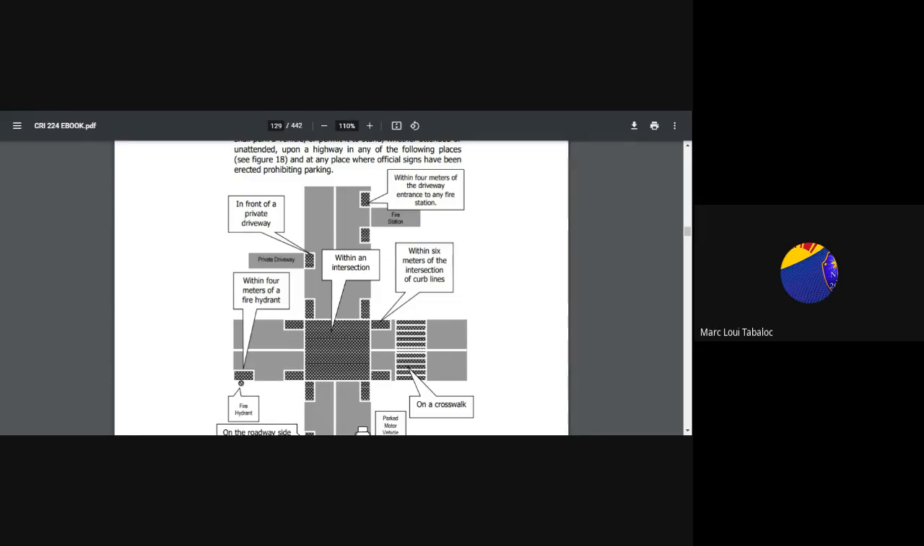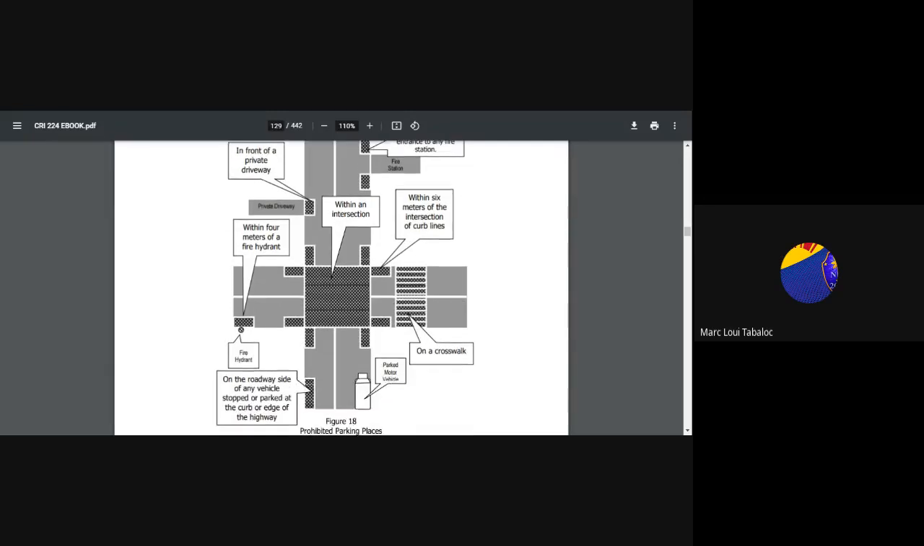Okay? With or without a traffic light, that is to let people cross the street. At the same time, nothing will block the way. Okay? There should be no obstruction. Same goes with parking on a crosswalk, that is prohibited. The enforcer will really ticket you.